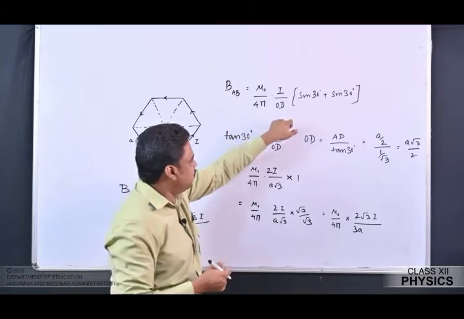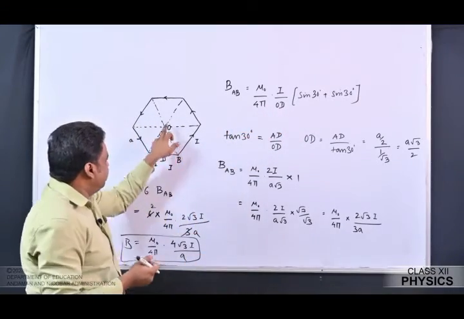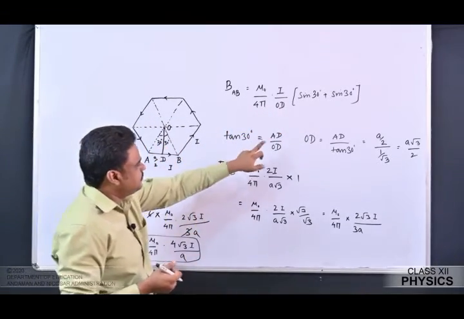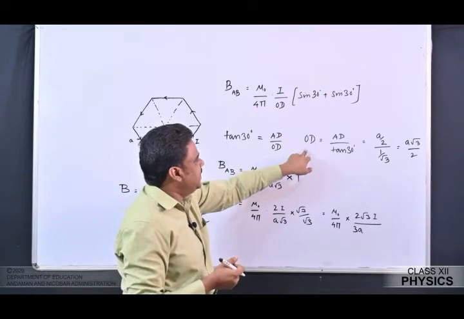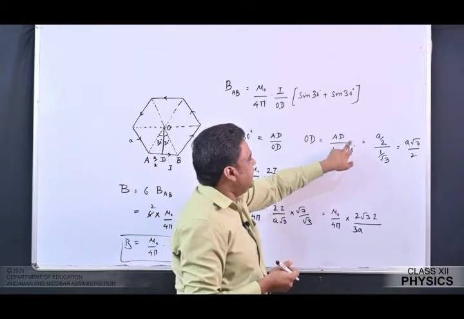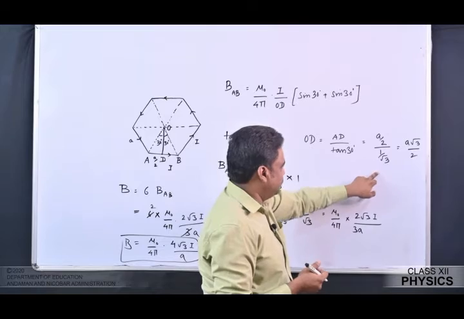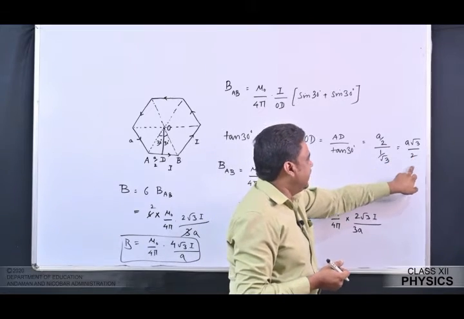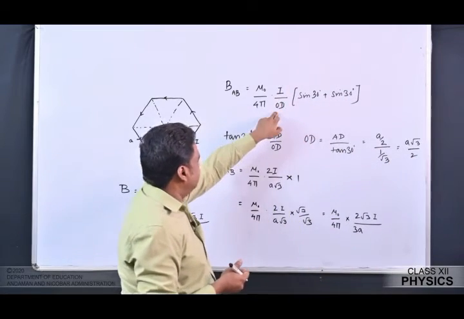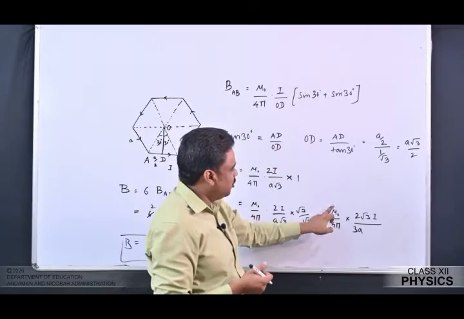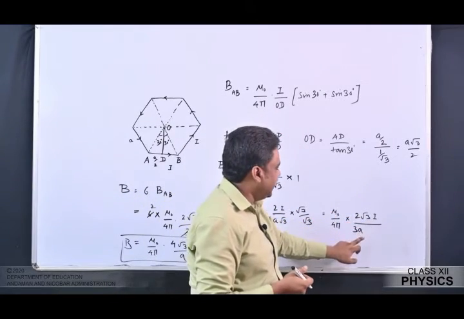So the only unknown is OD. So how to get OD? OD from this right triangle, tan 30 is AD by OD. So OD is equal to AD by tan 30. AD is A by 2. Tan 30 is 1 by root 3. Simplify, A root 3 by 2. Put it back in the main formula. On reduction, I am getting mu naught by 4 pi 2 root 3 I by 3A.